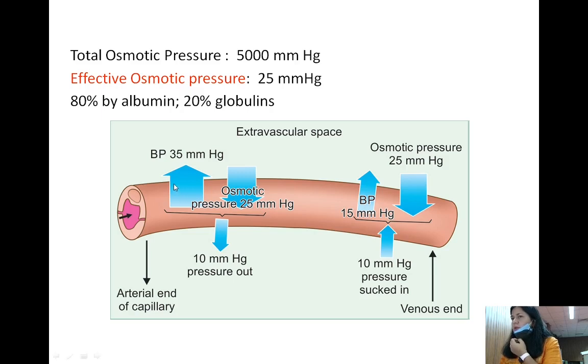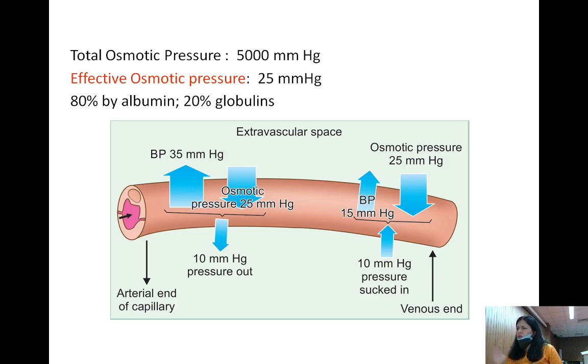In the arterial end of the capillary, what is the hydrostatic pressure? Vivek, how much is the hydrostatic pressure? Arterial end, 35 mm. Yeah, 35. And what is the oncotic pressure exerted by the albumin? 25 mmHg. So here the hydrostatic pressure is more than the oncotic pressure, isn't it? Yes, ma'am. So what will happen to the fluid that is present inside the blood vessel? Since the hydrostatic pressure is more than the oncotic pressure, it will come out into the tissue spaces. Yes or no? Yes, ma'am.